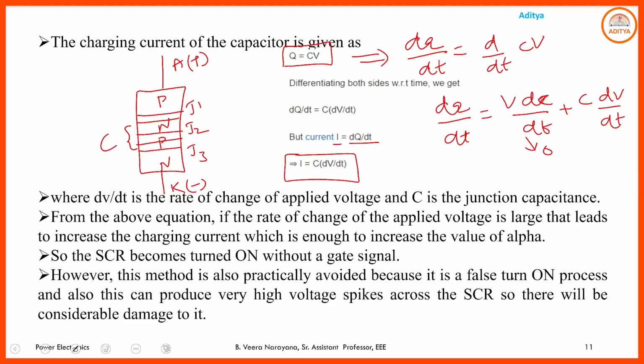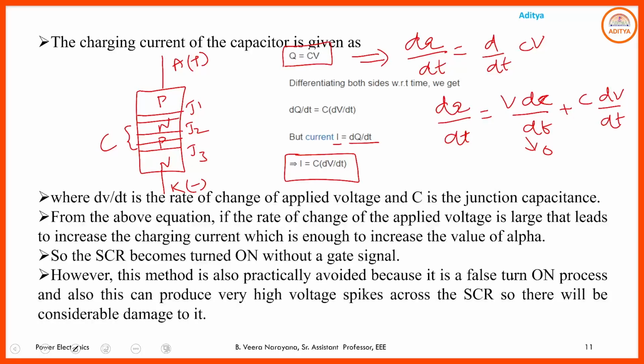to the on state. If you go through the forward voltage triggering method, you need to provide a large amount of voltage across the anode and cathode terminals to bring the SCR into the on state. But in this dV by dt triggering method, even though the magnitude of the voltage across the SCR is minimum, if the rate of change of voltage across the SCR is high, then there may be a chance the SCR may come to the on state.